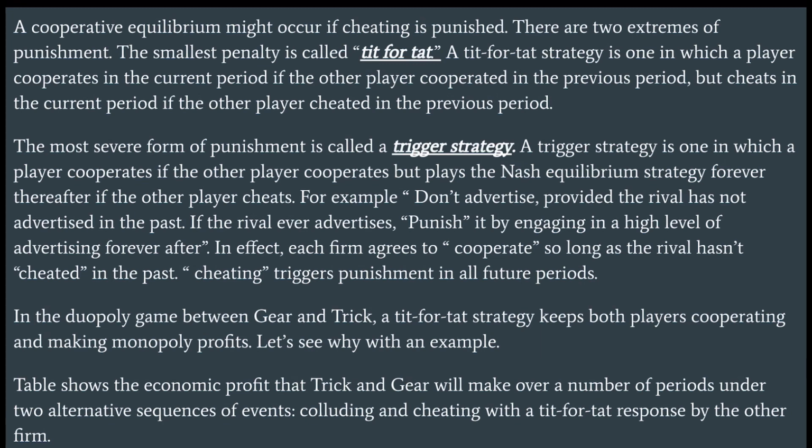The most severe form of punishment is a trigger strategy. A trigger strategy is one in which a player cooperates if the other player cooperates, but plays the Nash equilibrium strategy forever thereafter if the other player cheats. For example, don't advertise, provided the rival has not advertised in the past. If the rival ever advertises, punish it by engaging in a high level of advertising forever after.